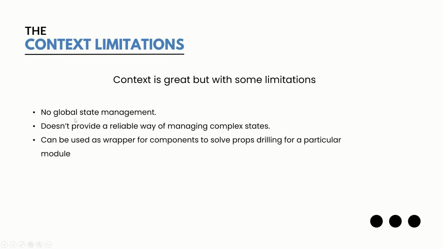But for global state management and complex state management, we can't use the context. So what should we use instead? Again, Redux, right? We should use Redux for complex state management in JavaScript applications. So let's see what Redux is. It is just a state management library. That's it. Redux is a state management library for JavaScript applications.